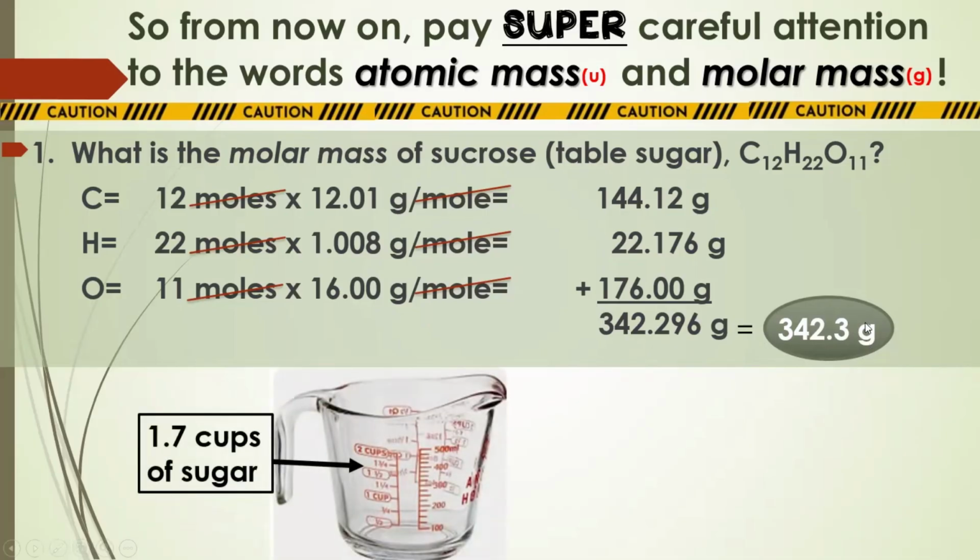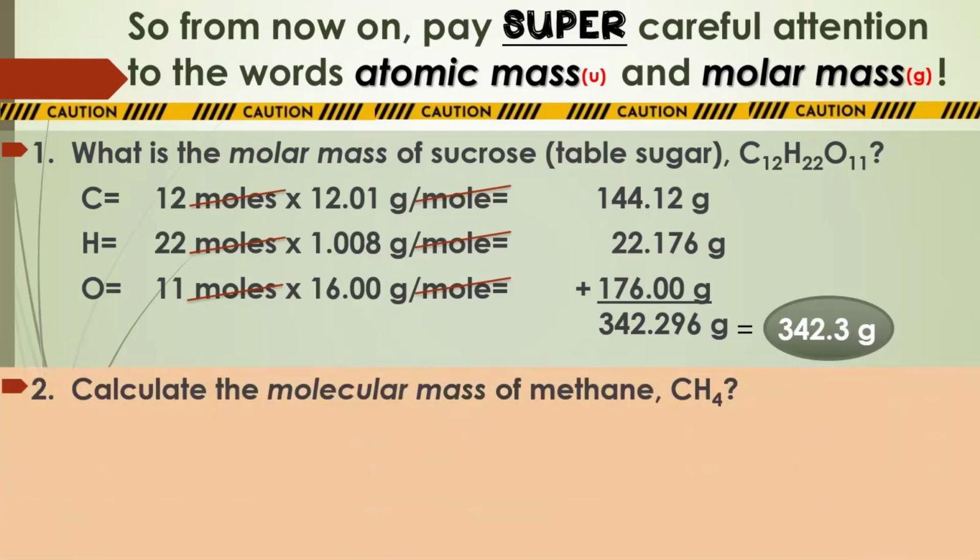Now, if we had 342.3 grams of table sugar, we would have 1.7 cups of sugar. So that's a pretty large amount. Sometimes a mole of something is a large amount and sometimes it's not. It just depends on how big of a molecule it is, so there's a lot of variability. But it's way easier to weigh and to measure than atomic mass units. So now be really careful and pay attention to whether it's asking for the molar mass or the atomic mass.